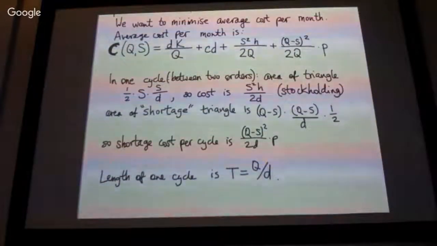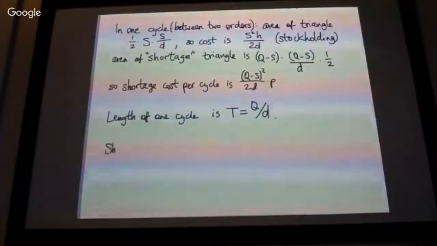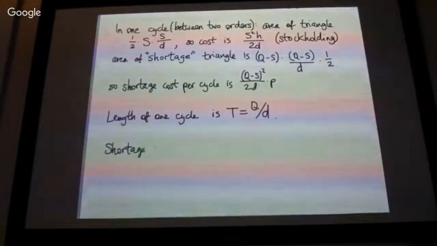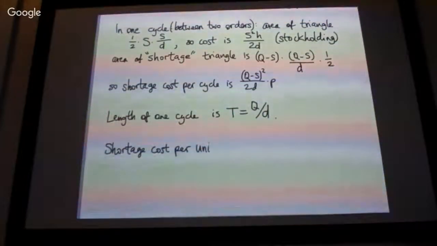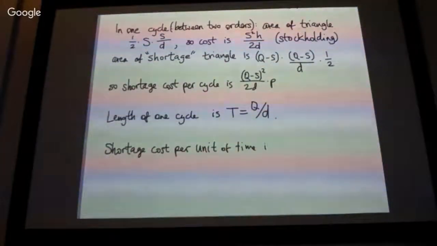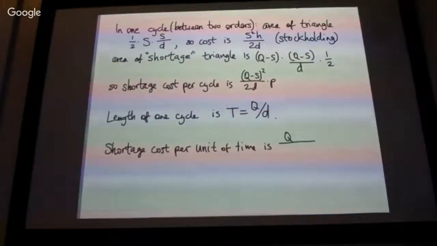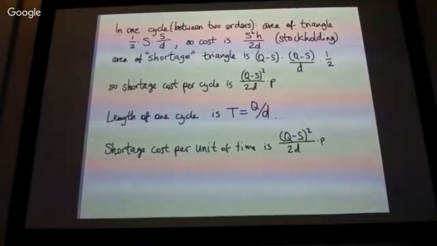So then the shortage cost per unit of time is Q minus S squared divided by 2D times P times 1 over T, and that is exactly what we have.